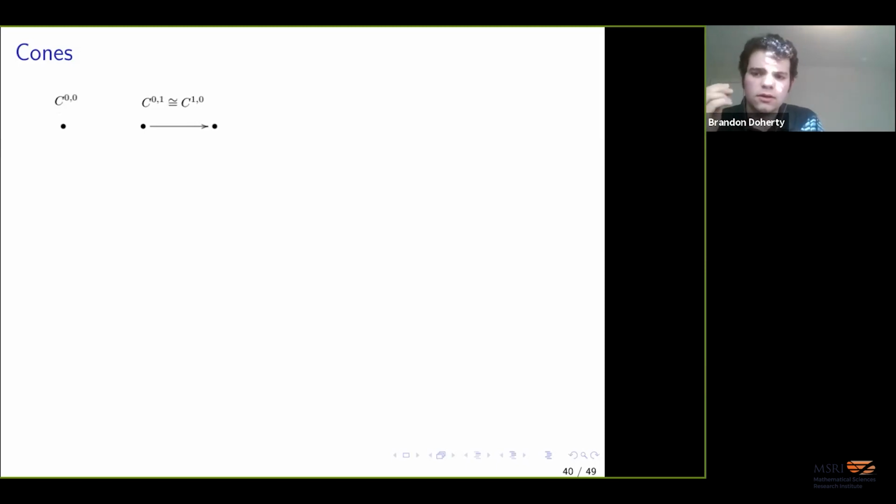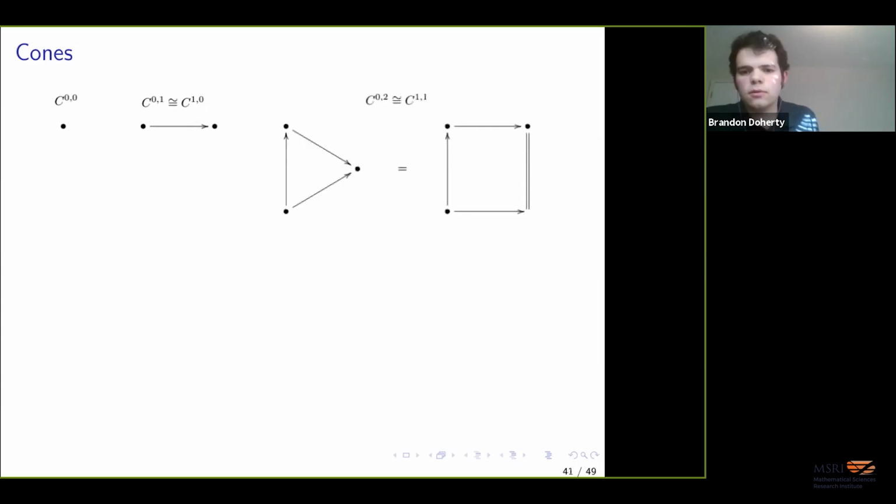And in general, C_0,N will be isomorphic to C_1,N minus 1. And the reason for that ultimately just comes from the fact that a 1 cube is a cone on a 0 cube. Here's a more interesting example. C_0,2 is basically a 2 cube with one of its faces collapsed down to a vertex. And if you look at what this looks like geometrically, you can see that this really looks like a 2 simplex.